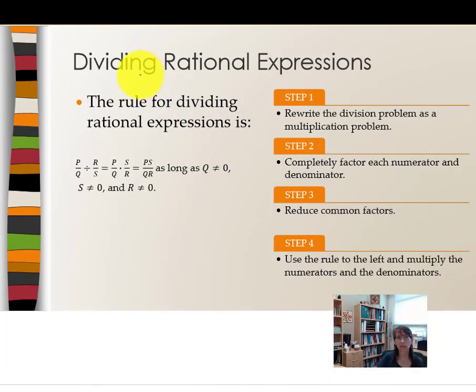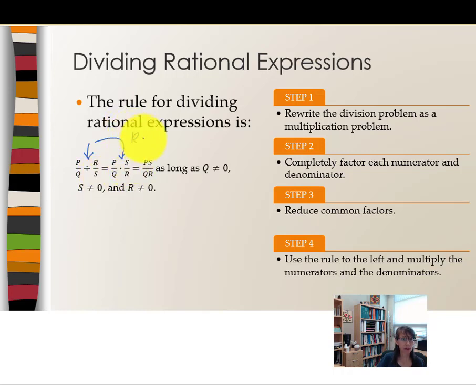Now we'll talk about dividing rational expressions. We've got our division sign, so if P divided by Q is divided by another rational expression, you can see how division needs to change to multiplication of the reciprocal. So R now goes to the denominator, and our denominator S is now in the numerator.